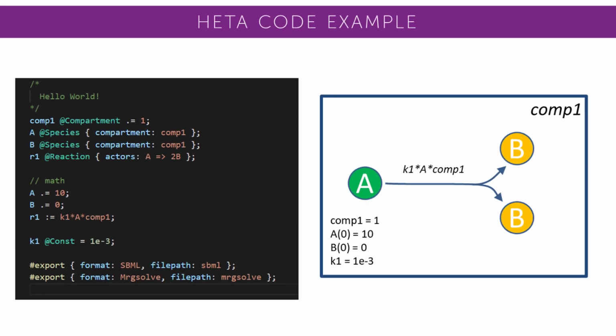This is the model with two species and one reaction. As you see, the Heta code is straightforward and easy to read and learn. The last two strings describe the formats to which the model will be transformed after compilation. See more examples on the Heta homepage.